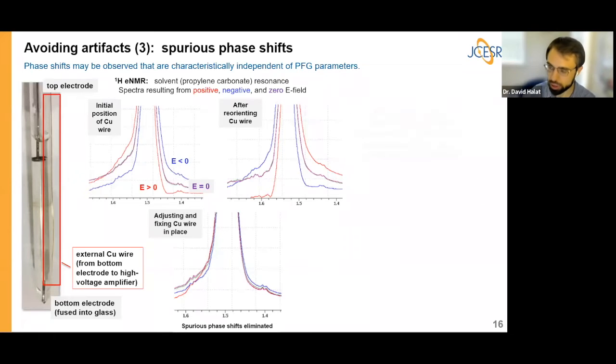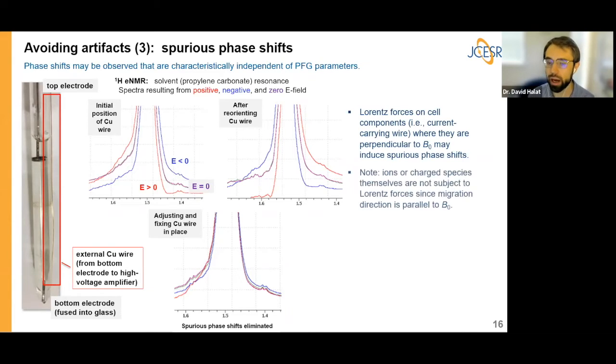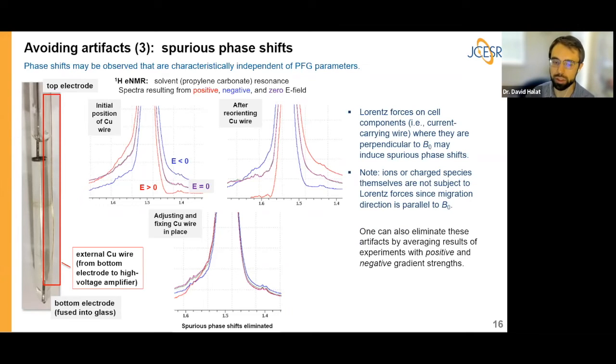But in practice, though, it's easier to average the results of pairs of experiments where the gradient strength is positive and negative. So just to reiterate, spurious phase shifts are likely caused by Lorentz forces on any current carrying components of the cell, in particular where they're perpendicular to the external magnetic field. That's not a process that matters for the ions themselves because the drift distance is parallel to the external B0 field.